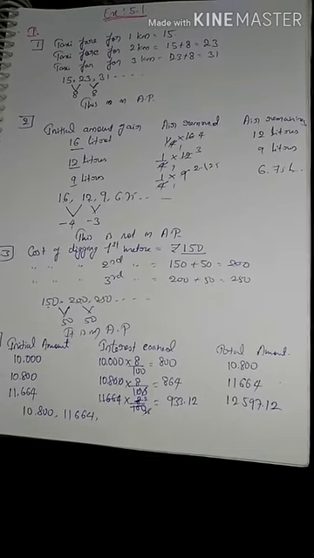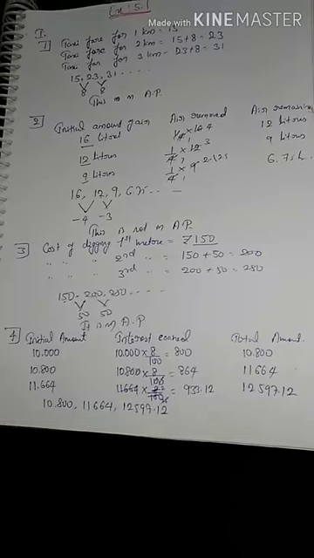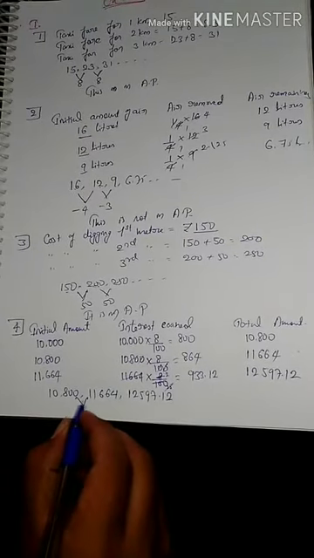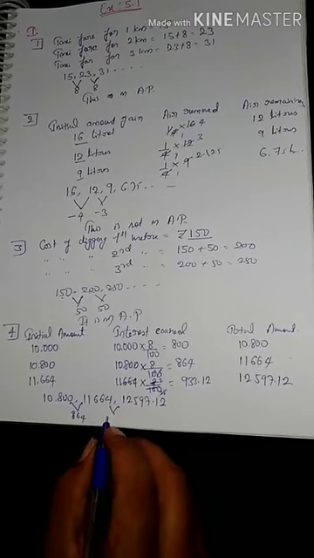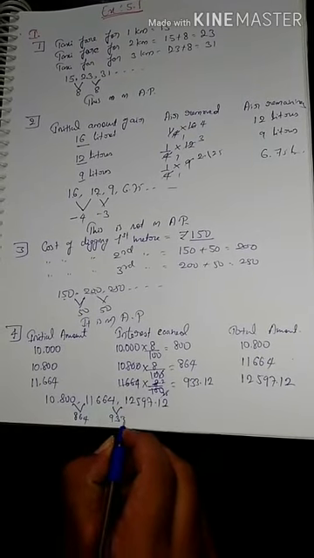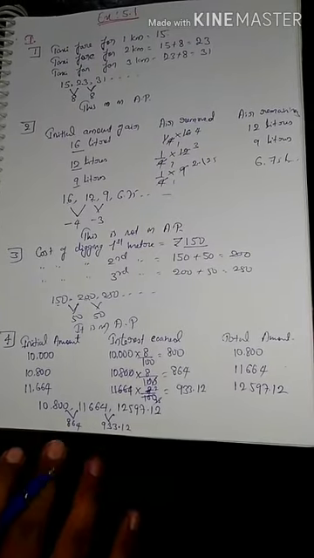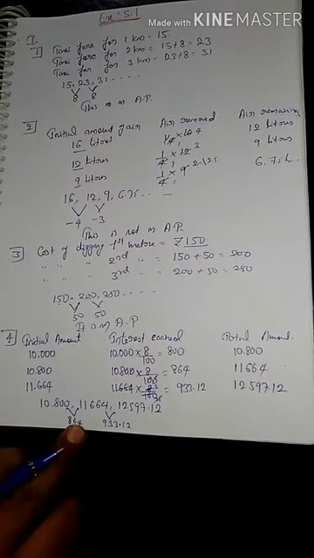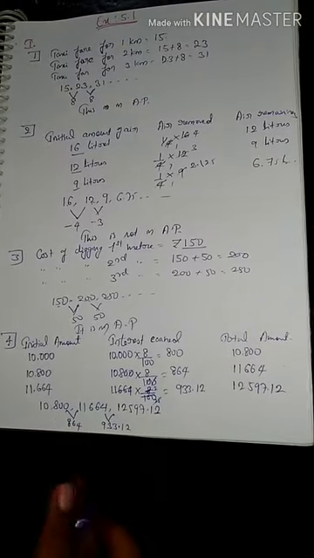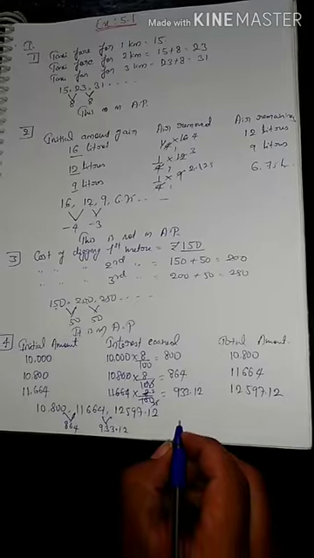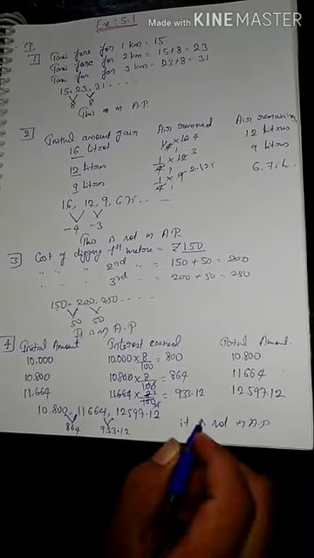So the series is 10,800, 11,664, 12,597.12, and the difference between the first two terms is 864 and the difference between the next two terms is 933.12. Therefore the common difference is not the same. See here, the first difference is 864 and the next difference is 933.12. So the common difference is not the same. Therefore it is not in AP. This situation is not in arithmetic progression.